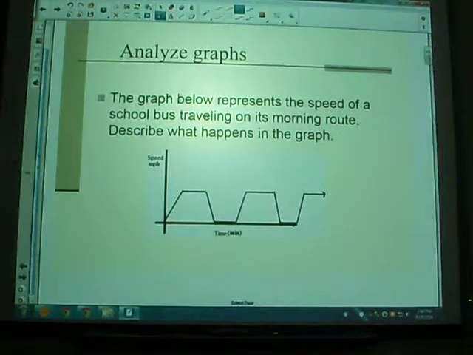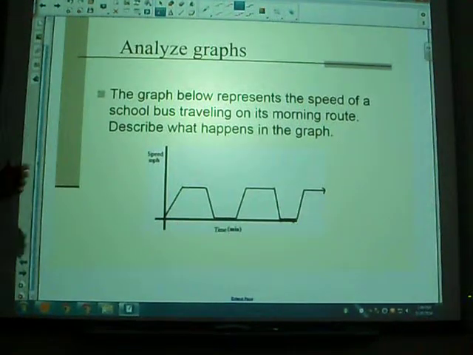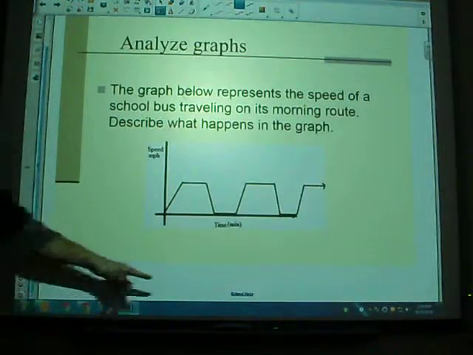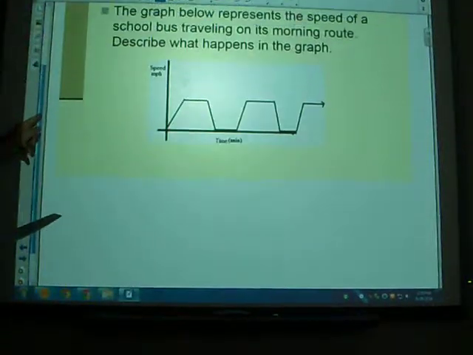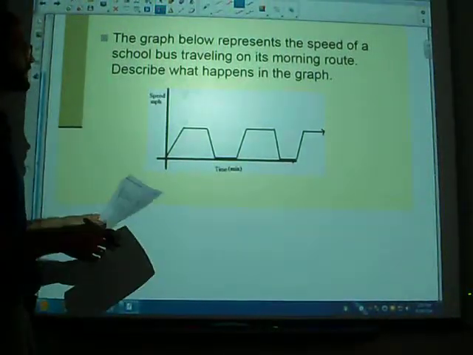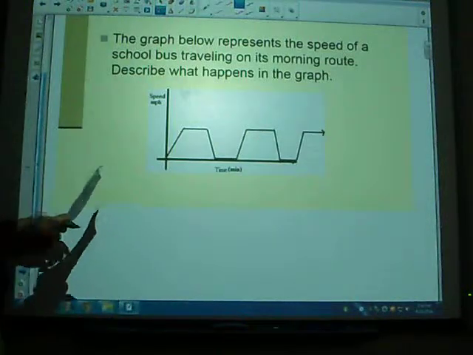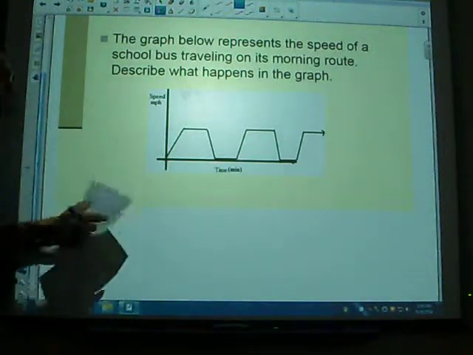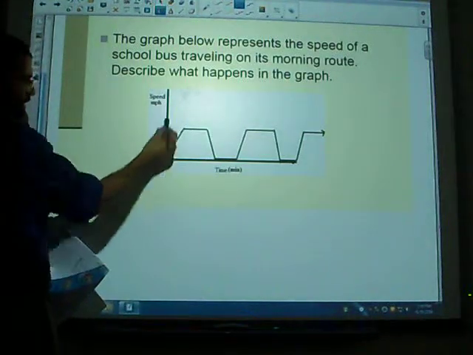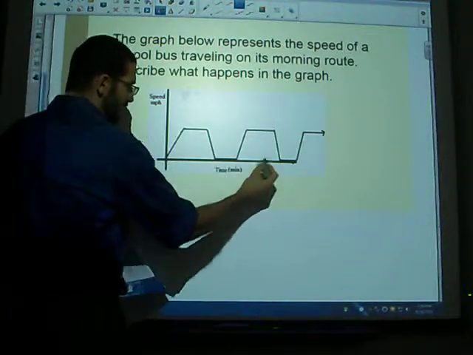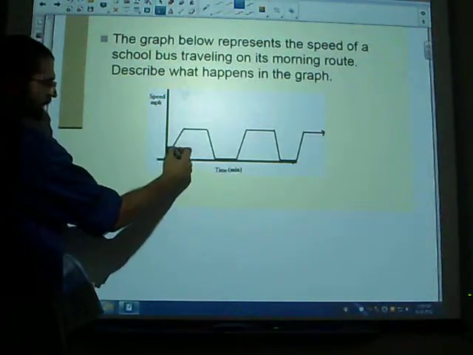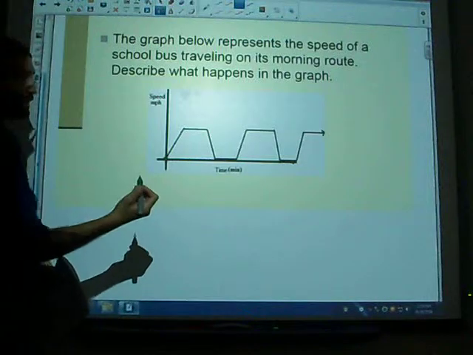Finally, the last thing that we need to discuss in our lesson is analyzing the graph. I'm sure you've done those in middle school. So let's say the graph below represents the speed of a school bus traveling on its morning route. Describe what happens in the graph. Well, the speed is represented by this axis right here. This is time. So at time zero, speed is zero, but then the bus starts to speed up.